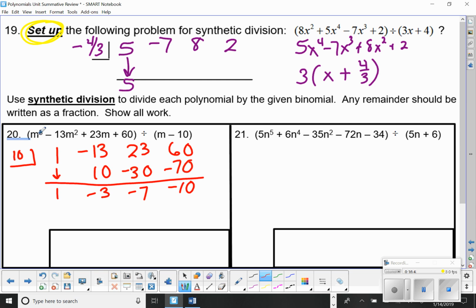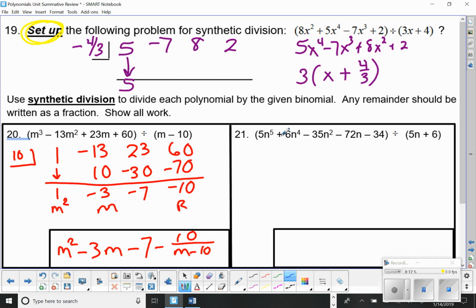This started with an m cubed, so my result starts with an m squared. M, there's the constant, and this is my remainder. So my answer here will be m squared minus 3m minus 7 minus 10 over m minus 10. Easy enough. Okay, now this one is going to be a little trickier.